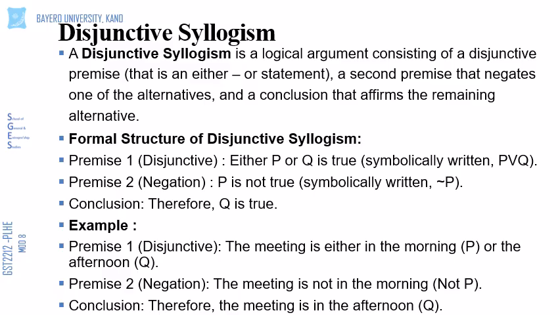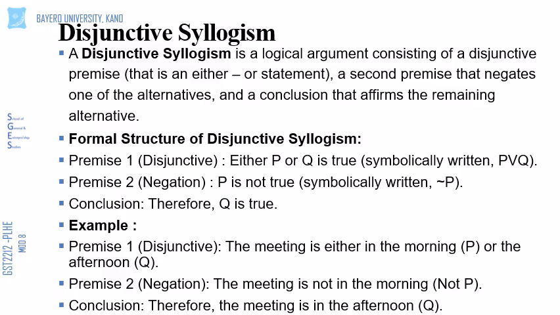Premise number 1, we have either P or Q. Either P or Q is true. Premise number 2, P is not true. That's why we are negating the P. Therefore, Q is true. That's why you see premise number 1, disjunctive. Premise number 2, we have the negation of P, P is not true.